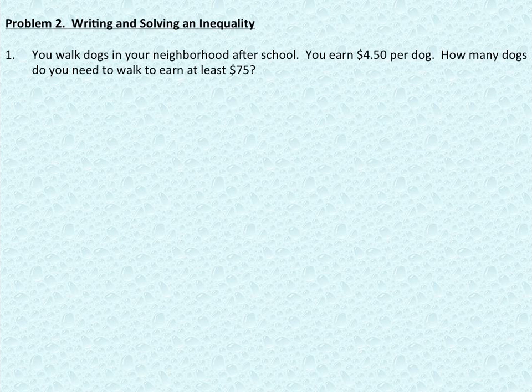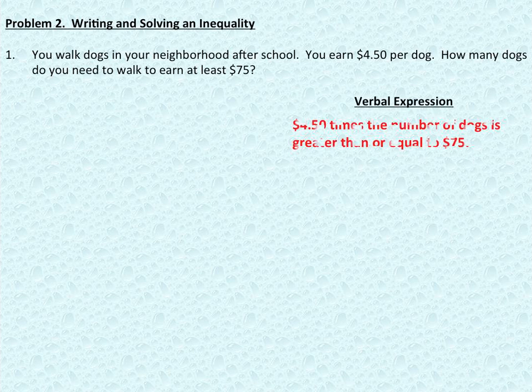All right, couple word problems real quick. You walk dogs in your neighborhood after school. You earn $4.50 per dog. How many dogs do you need to walk to earn at least $75? All right, well, let's make an equation. So $4.50 times however many dogs is greater than or equal to 75 because I want to make at least $75. I can make more. I could make exactly 75, but I don't want to make less. So I want to earn greater than or equal to 75.